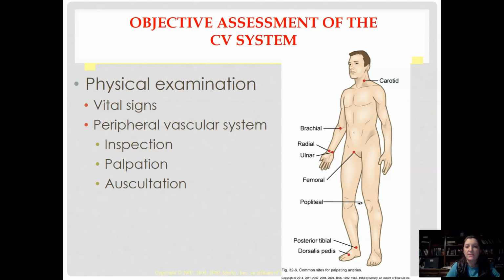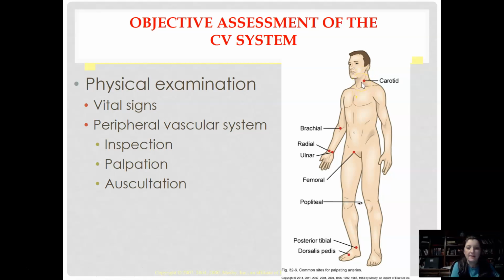For the peripheral vascular system, we're going to inspect, look at their skin, look at hair growth. Do they have hair on their legs? Because sometimes that goes away with poor circulation. Look for venous patterns, edema, varicose veins. We may see distended veins in the neck, in the jugular vein up here, if they're having trouble dealing with increased blood volume. If the heart is struggling to pump all that blood through, it can back up into the neck. We might see jugular vein distension.